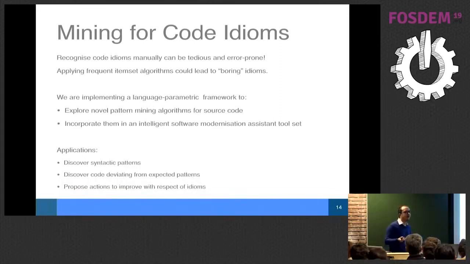But the problem is that you have a trade-off. From one point of view, you would like to discover very particular, very tricky idioms. But from the other point of view, after a while your search just explodes. So in the end, you are not able to gather patterns, and in most cases you only have out-of-memory issues. So you cannot really do anything. So what we are trying to do is to explore novel pattern mining algorithms for source code, and then we are going to incorporate this information in our tool.